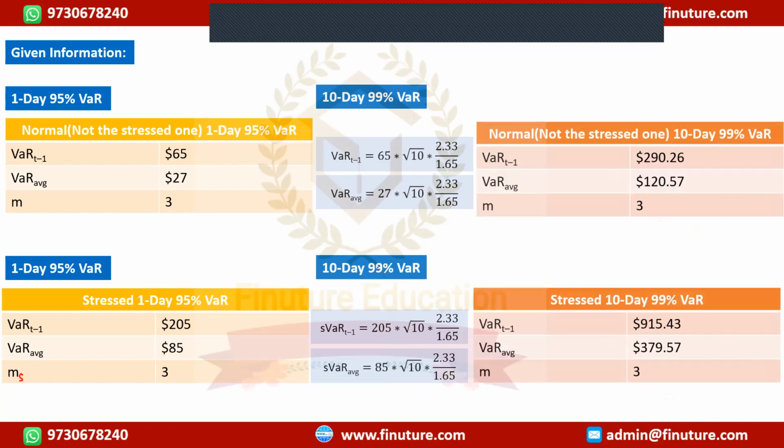So let's see what we get. When you perform this calculation, you will get the previous day VaR, so it's now the 10-day 99% VaR. It's now approximately 290, and the 60-day average for the normal scenario is 120. And likewise for the stress scenario, it's 915 and 379. So now we have got the 10-day 99% VaR. Now we can use the formula for market risk capital charge directly. So let's see.